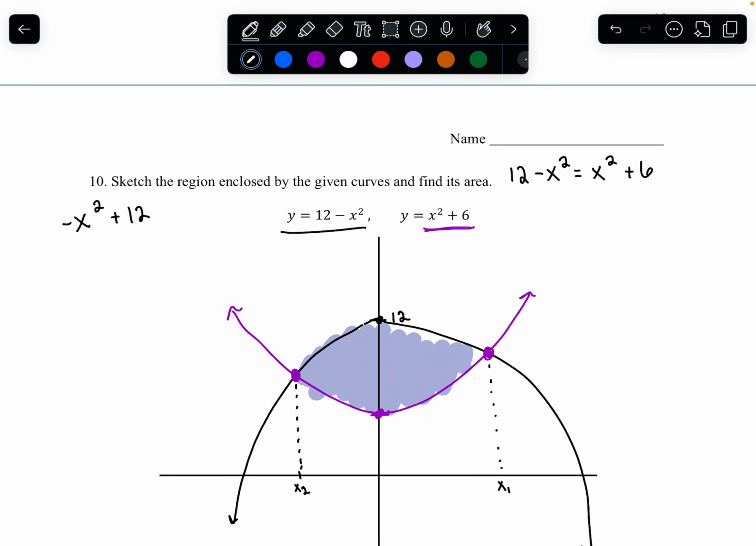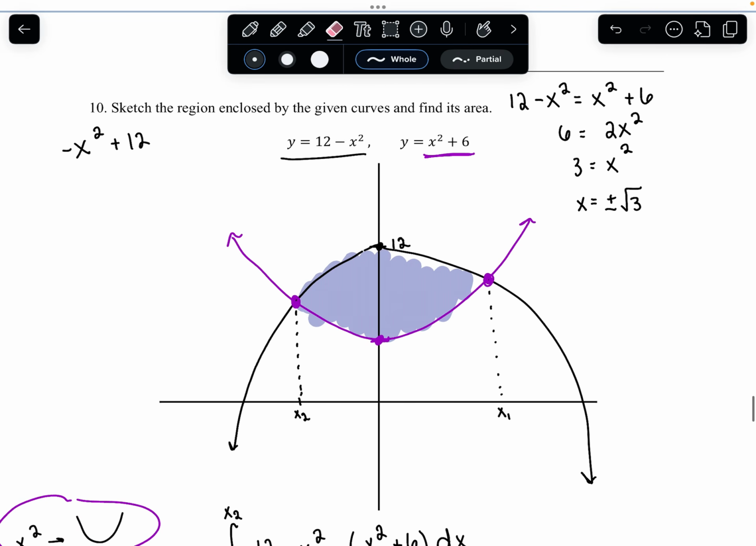Okay, so let's move the x over. So we'll have 2x squared. Let's move the 6 over. So we'll have this. All right, 6 over 2 is 3. Okay, so x is equal to plus or minus square root 3. So that means this x value is negative root 3, and this x value is positive root 3.